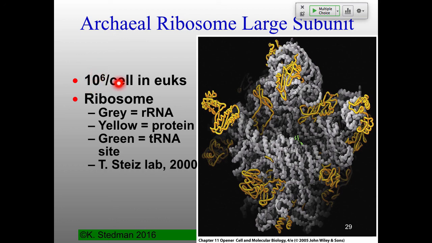In eukaryotic cells, there are about 1 million of these ribosomes. So if you go back and just look at cells in terms of how much RNA is present in those cells, the vast majority of that RNA is the ribosomal RNA. And that's because you've got a bunch of these ribosomes which are actually present inside the cell because you have to have it for translation here.